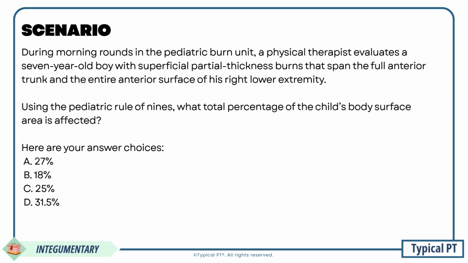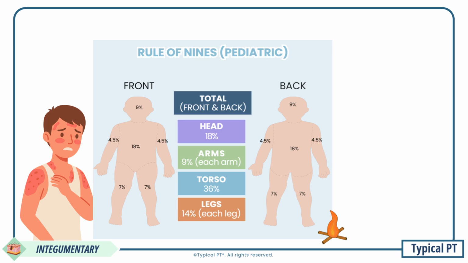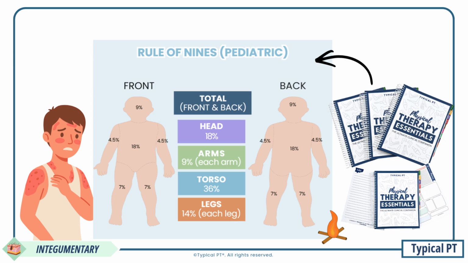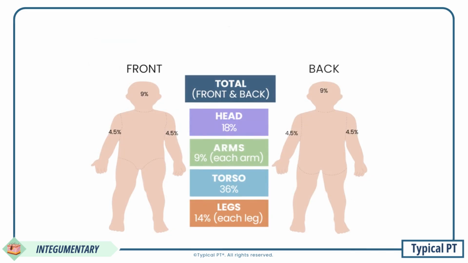Welcome back. The correct answer is choice C, 25%. Before we break down the explanation, I want to mention that the infographic shown here is from the Physical Therapy Essentials book from Typical PT. You can find this diagram and other helpful resources inside that book. Now let's use the diagram to explain why this answer is correct.